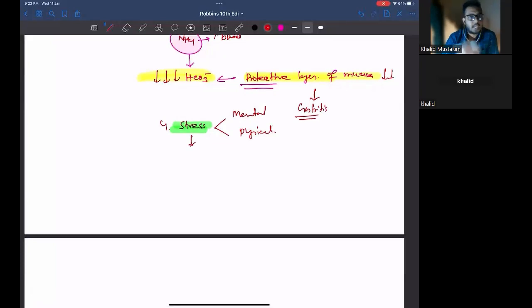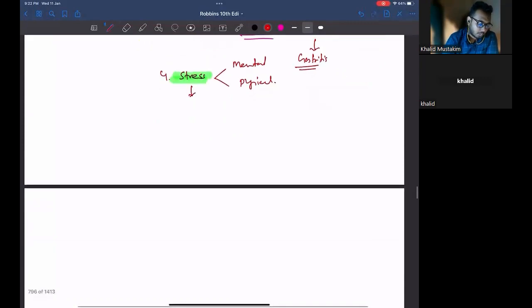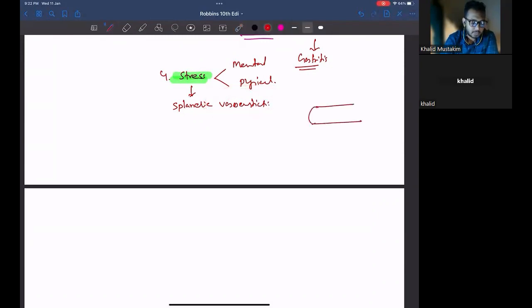When we are having stress, it can be either mental, physical, or any type, we have splanchnic vasoconstriction. Okay, we have splanchnic vasoconstriction. Now, what does this word vasoconstriction mean? We have a normal blood vessel like this, and vasoconstriction means somehow the blood vessel has become narrow. So this picture describes the vasoconstriction.